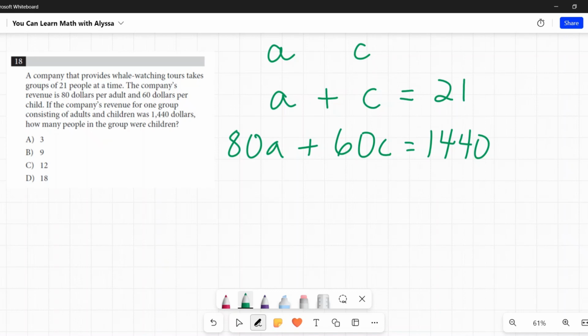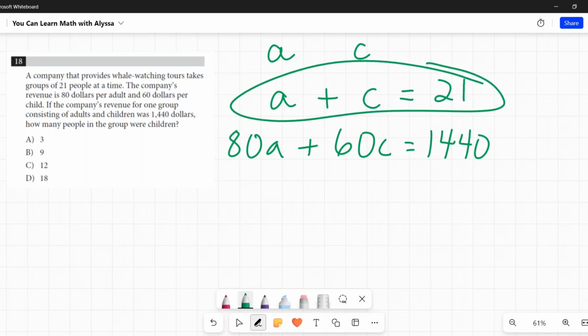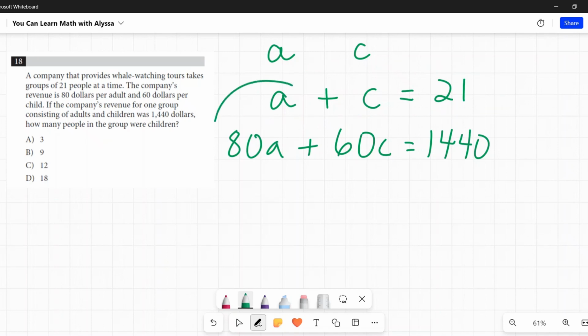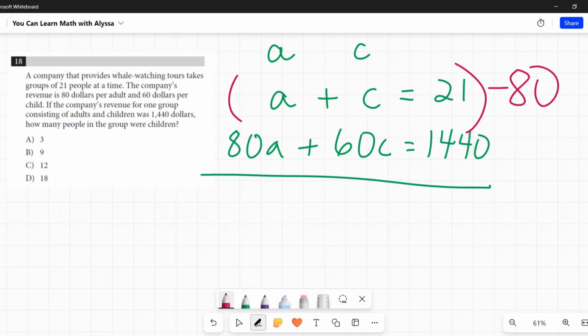Okay, the calculator is going to come in handy on this one. So to eliminate the A, I want it to cancel out. So I want to multiply by something. So when I add these together, because I'm going to add these equations together, I'm going to multiply A by something that will get it to cancel out with 80A. I'm going to multiply everything up here on top by negative 80.